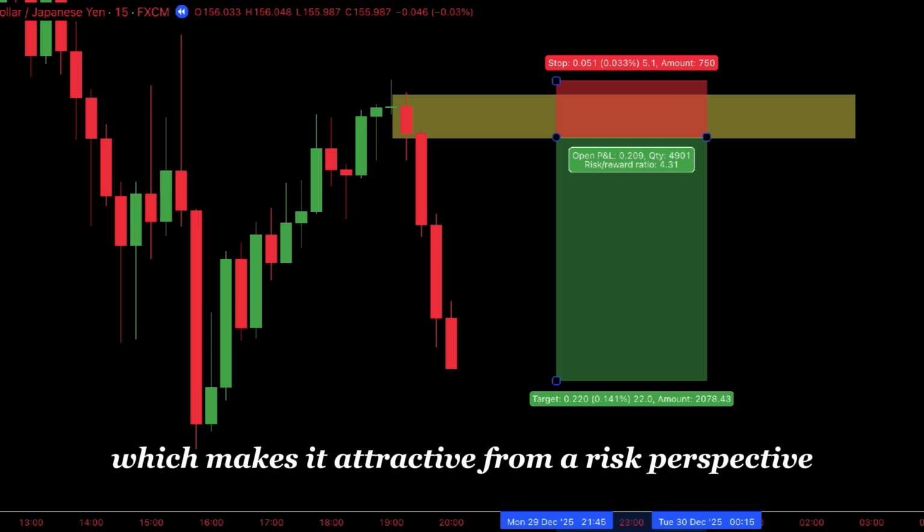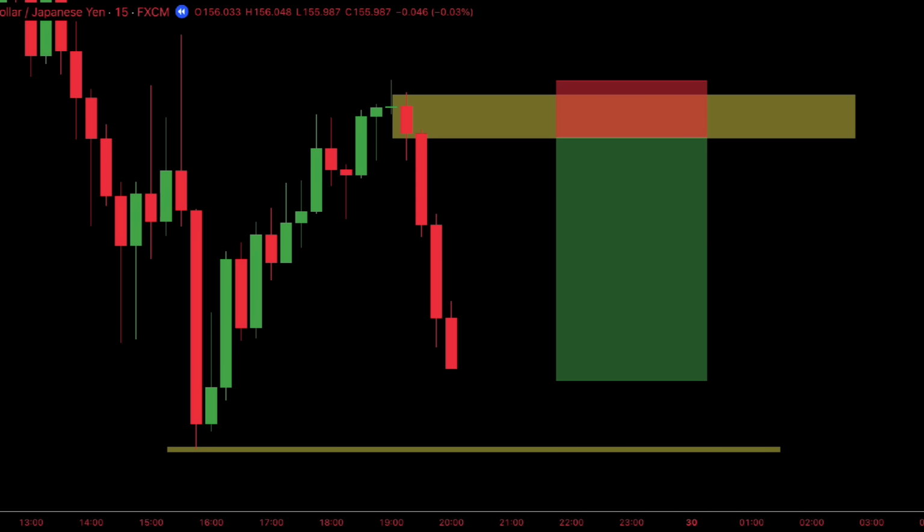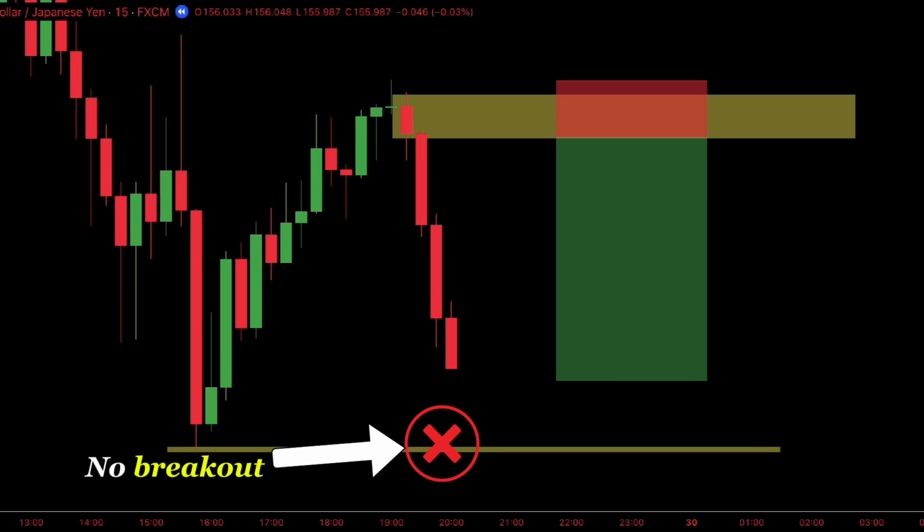which makes it attractive from a risk perspective. But here's the problem. One important condition is missing. The market did not break below the previous support level. And this condition is critical.